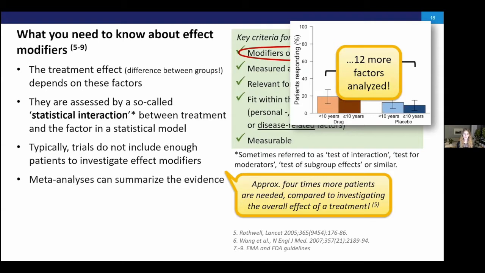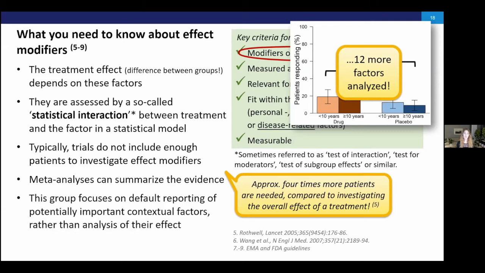However, trials should report estimates for subgroups anyway, as the results can be combined in a meta-analysis of several trials, which then reaches enough patients, and chance findings may be less of an issue. So, our focus is that trials, by default, report their results according to potentially important contextual factors, for example in an appendix, to make this data available for future meta-analysis.